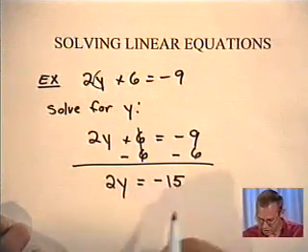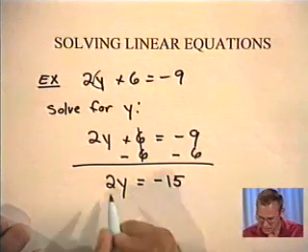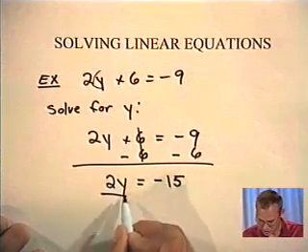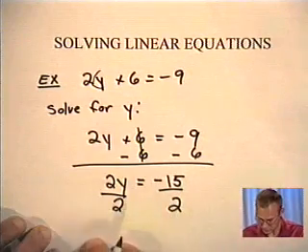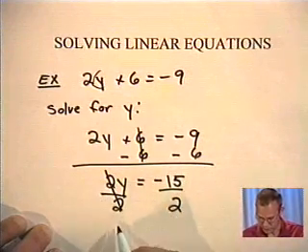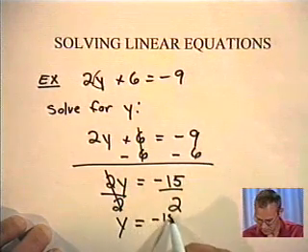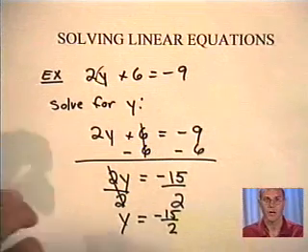And now to solve for y, 2 times y equals negative 15. To get rid of this 2, we'll do the inverse of multiplication, which is division. So I'll divide both sides by 2. 2 divided by 2 is 1, so I get 1y equals negative 15 halves. Let's try one more.